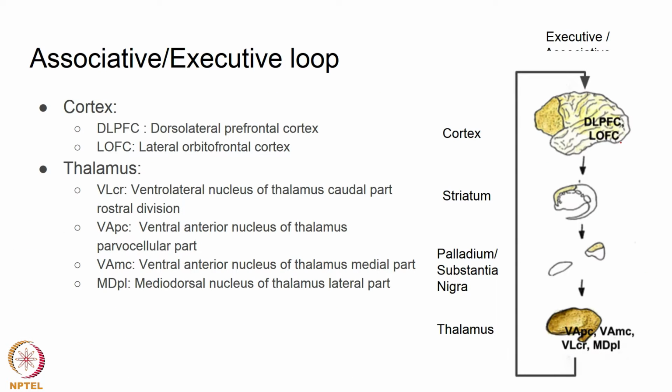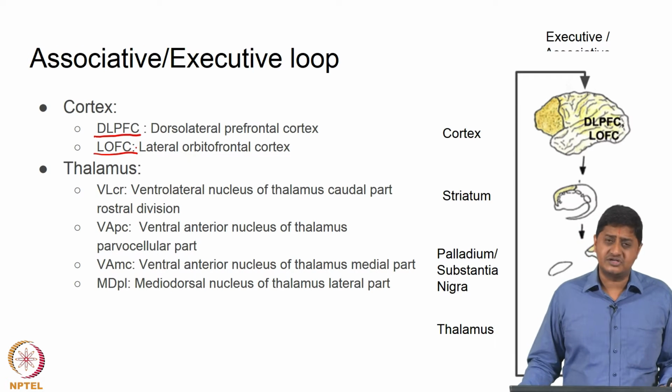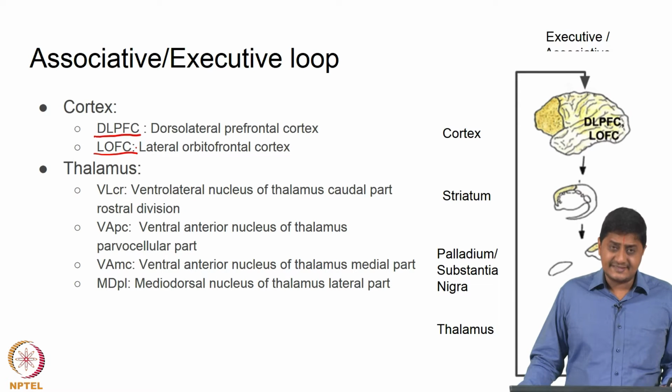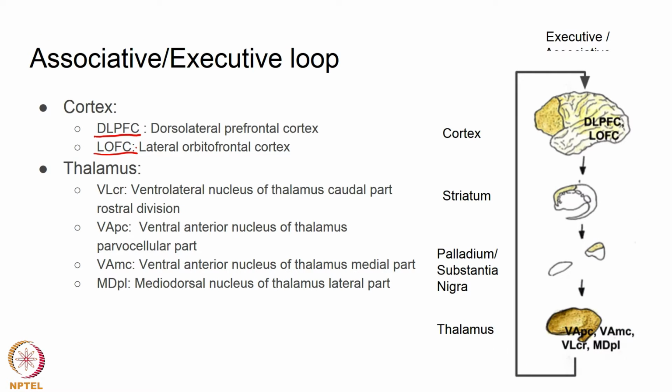The executive loop. The origin of this loop is in the so called dorsolateral prefrontal cortex and lateral orbitofrontal cortex. The origins of the associative and executive loops are the dorsolateral prefrontal cortex and the lateral orbitofrontal cortex. These two areas are gaining tremendous attention and traction these days owing to our interest in studying reward related behavior, motivation related behavior, and decision making, executive decision making, etc. So, neuroeconomics and neuromarketing kind of studies involve observation of activity in DLPFC and LOFC in a great manner, but here we restrict our attention to the basal ganglia related function.